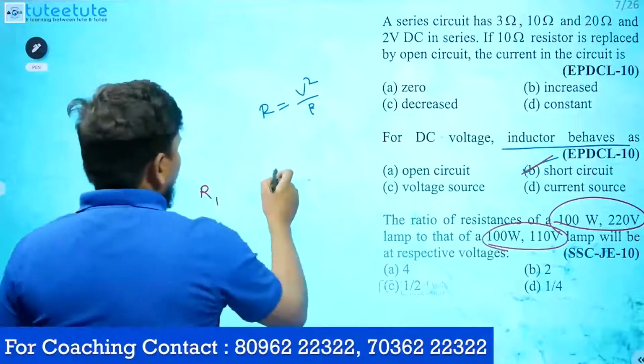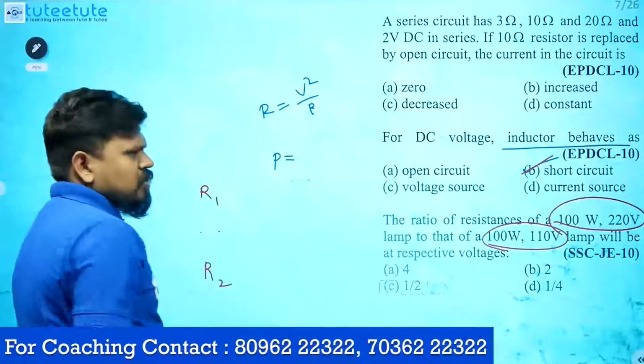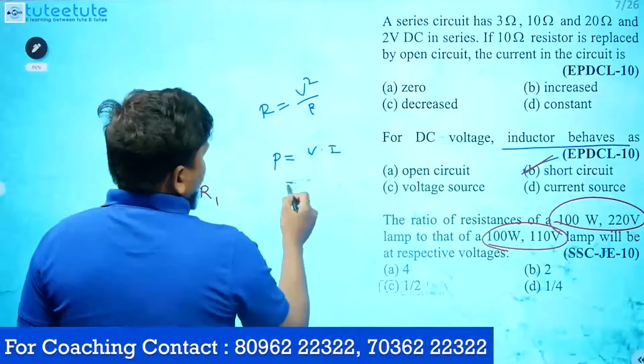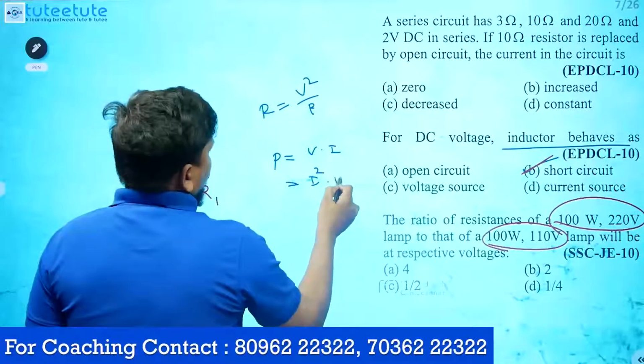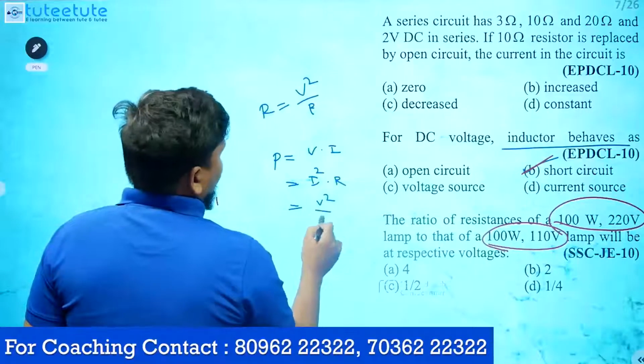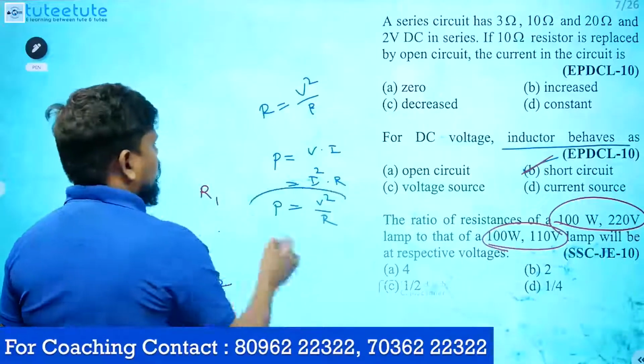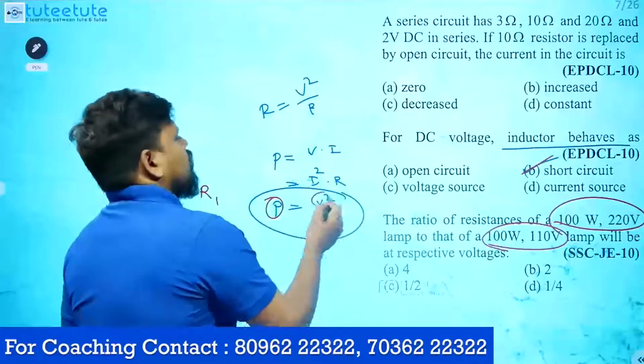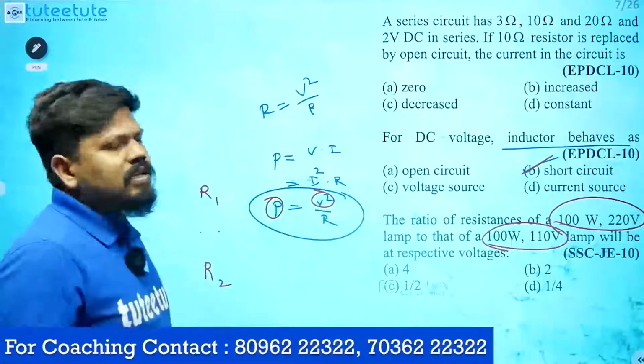Otherwise, you know already, power in a resistor we can give as V into I, otherwise I square into R, otherwise V square by R. We will use this third formula, that's it. Understanding, right? Because we have the power and we have the voltage, so directly we can calculate the resistance.